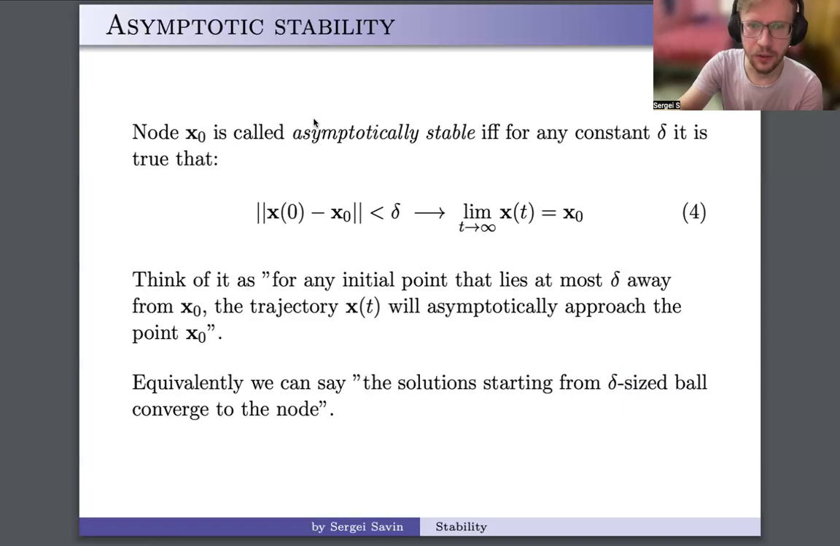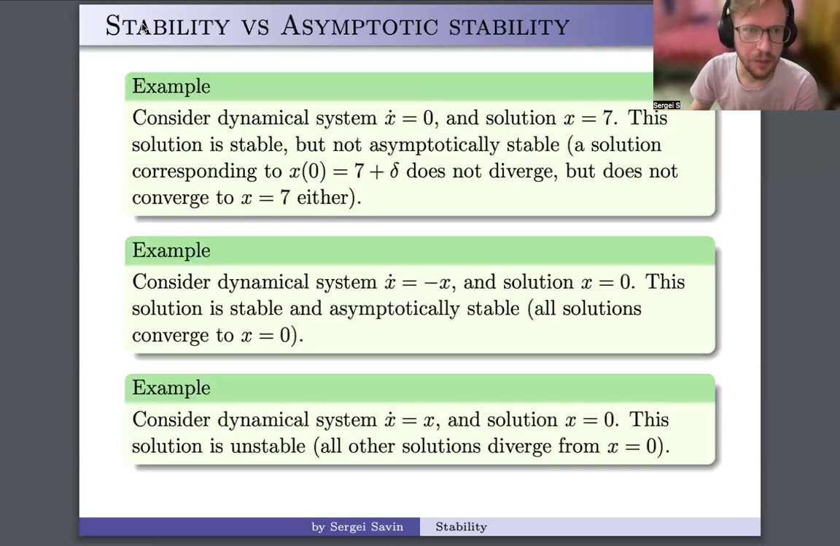Okay, let's go on. So some examples of asymptotic and regular stability. Let's just look at this dynamical system, x dot equals 0. That is a differential equation, a first order ordinary differential equation. So it corresponds to how we described our system in this chapter. So let's consider solution x equal to 7.